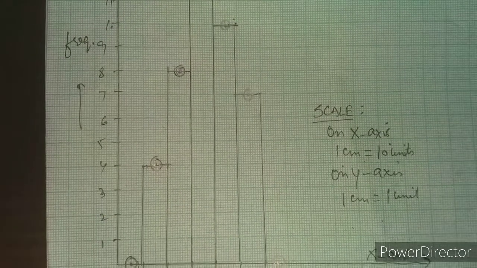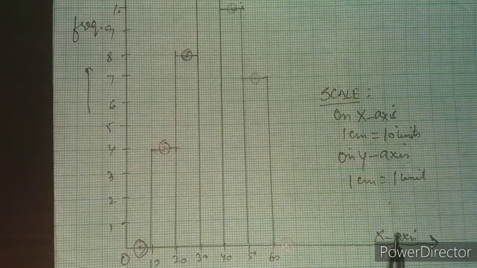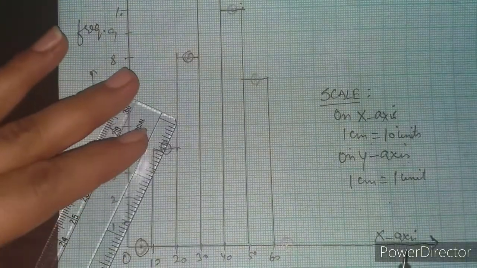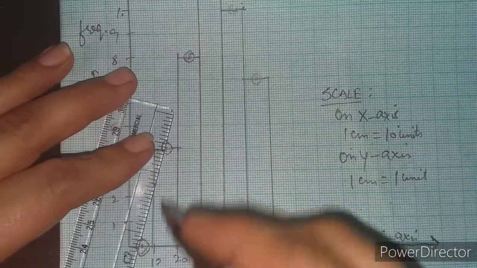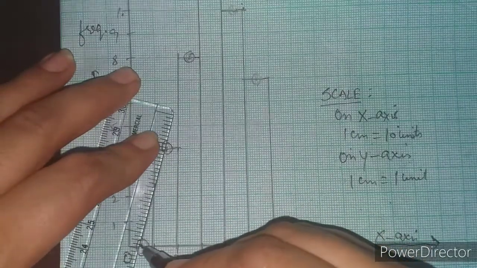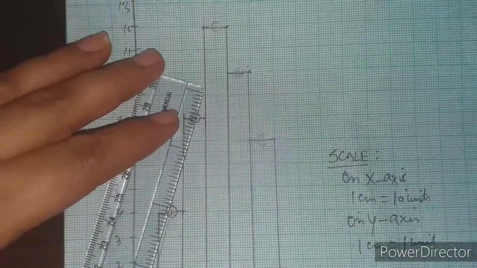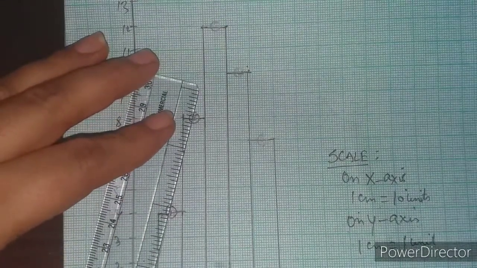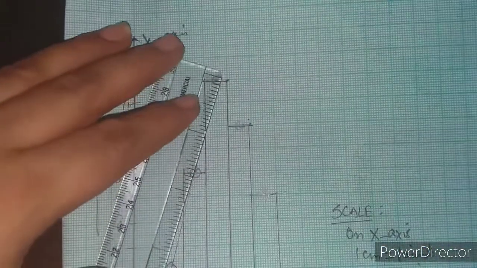So students, once we have plotted these midpoints, what we are simply going to do is join these with the help of a scale. Okay, don't do this freehand. We will simply do it with the help of a scale. First to second I have joined, then we have to join second to third. Use the scale only, it is very much essential.